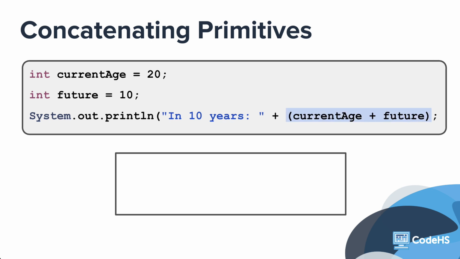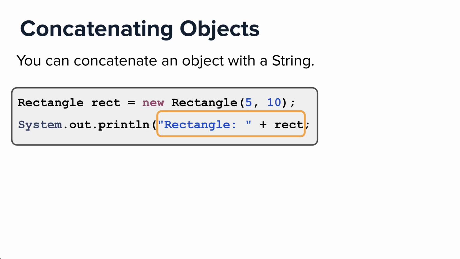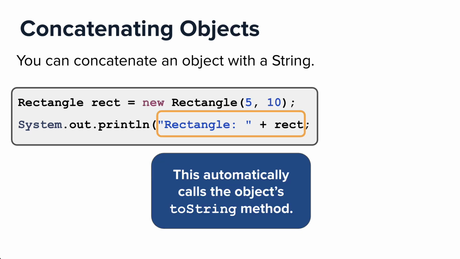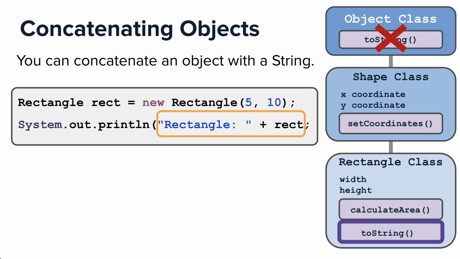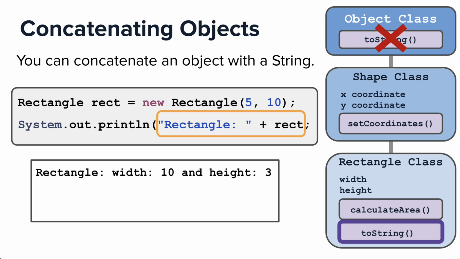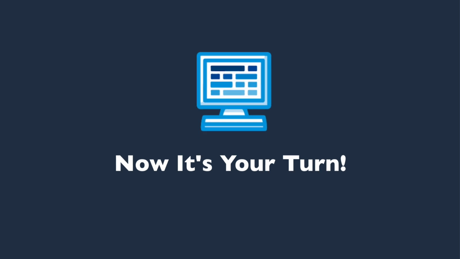To force Java to add first, you can add parentheses around the addition. With parentheses, the order of operations changes, and the two integers are added before they are concatenated with the string, resulting in the expected behavior. You can also concatenate an object with the string. This automatically calls the object's toString method. In this case, the Rectangle class has a class-specific toString method, which overrides the Object class toString method. This prints out the rectangle's width and height values. Now that you know the basics of using concatenation to combine strings, it's your turn to give it a try.